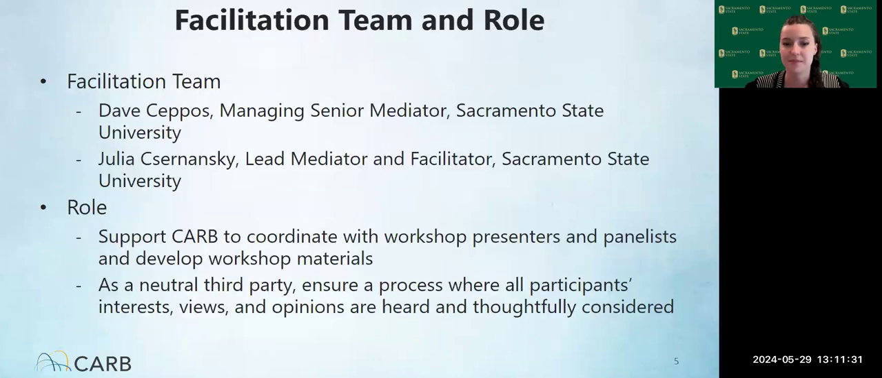All right, so I don't want to be duplicative. Bonnie shared a lot of great information, so I'm going to move through this a little bit more quickly in the interest of time. My name is Julia Cernansky. I'm part of the facilitation team along with my colleague Dave Sepos, and our role is really to support CARB in the coordination and development of these workshops.